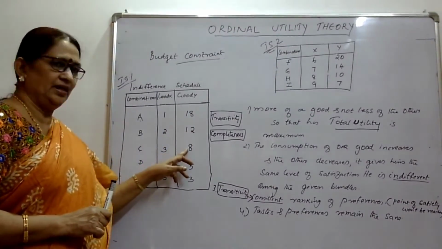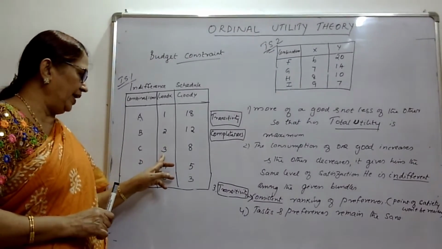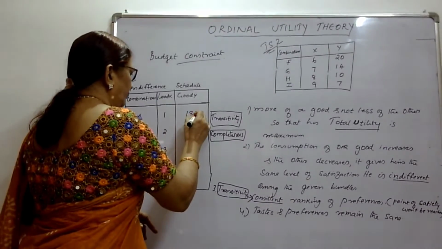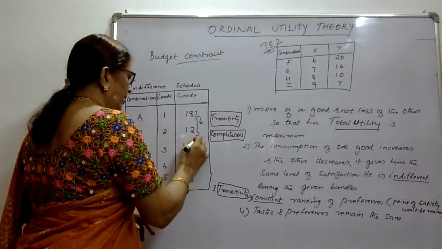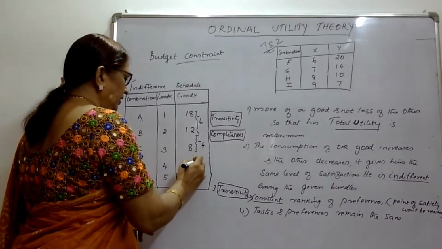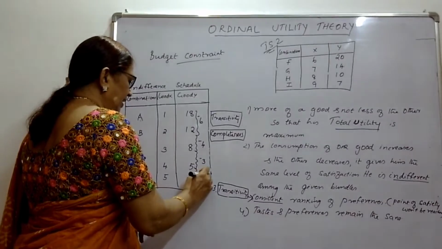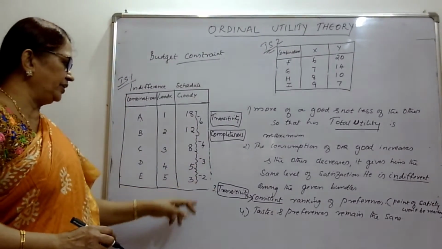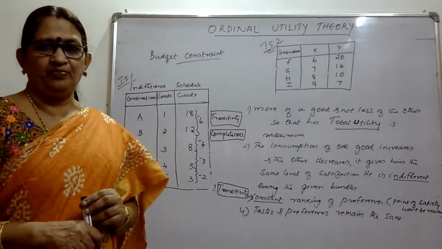And what happens here? In order to consume one more unit of the commodity good X, he will sacrifice 4 units of Y. Here 6 units sacrificed. Here 12 to 8, 4 units sacrificed. 8 to 5, 3 units sacrificed. And here 2 units. So 6, 4, 3, 2. The sacrifice of the Y commodity comes down.